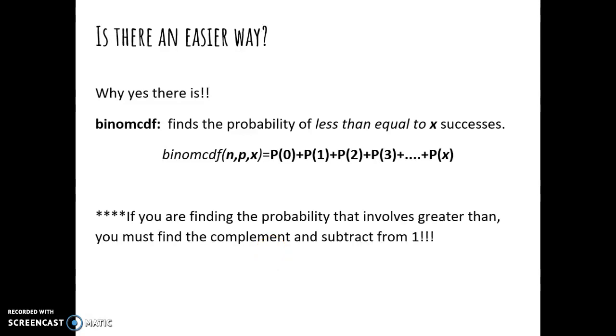What's the complement of 8 or more? The complement is the probability of that not happening. So if it's not 8, 9, and 10, it has to be 0, 1, 2, 3, 4, 5, 6, or 7. So you'd find the complement using Binomcdf and subtract that from 1. And I'll definitely show you how to do that.